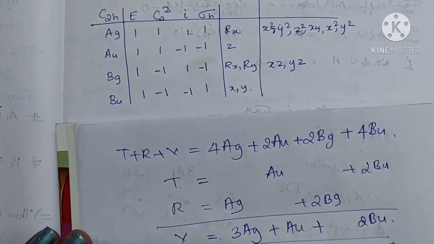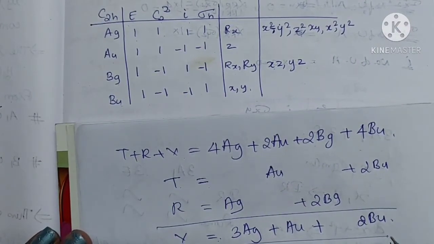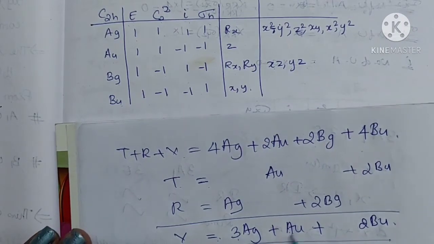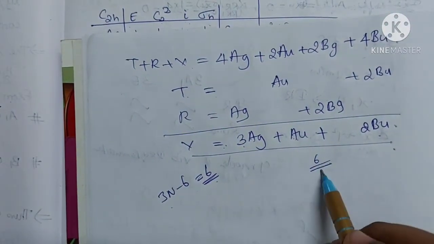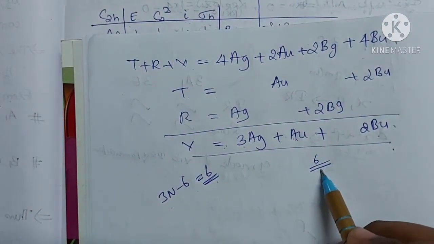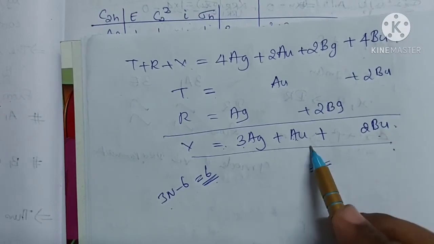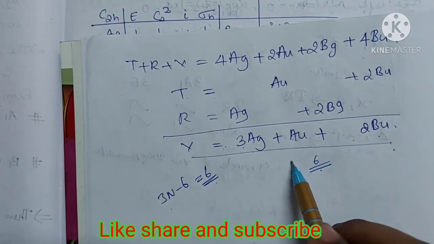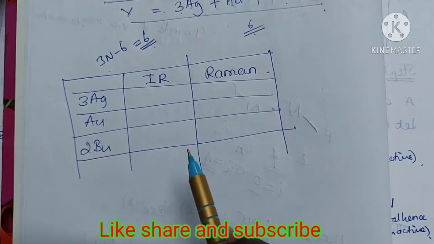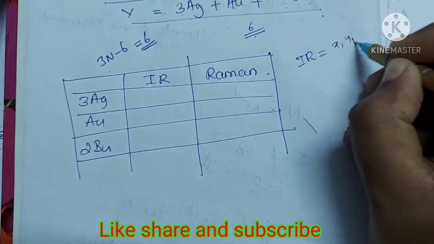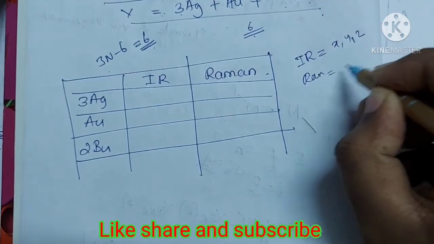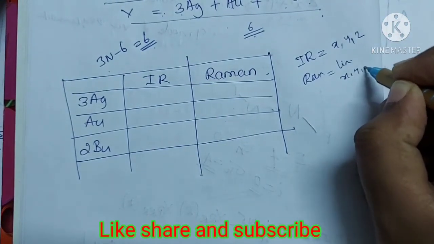In the beginning, we calculated that we have 6 modes of vibration, and here you can see 3 plus 1, 4, plus 2, 6. With 3N minus 6 also we got 6, and here also we got 6 modes of vibration. So the answer we derived was correct. Now we have to calculate whether these vibrational modes are IR and Raman active or not. For IR active there should be x, y, z, and for Raman active we should have quadratic combinations of x, y and z.